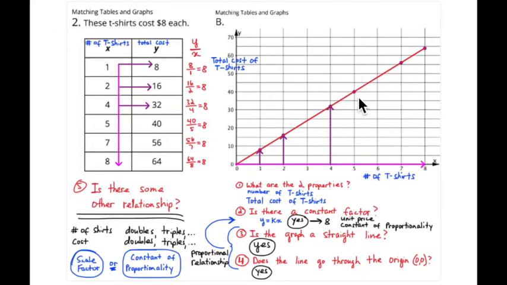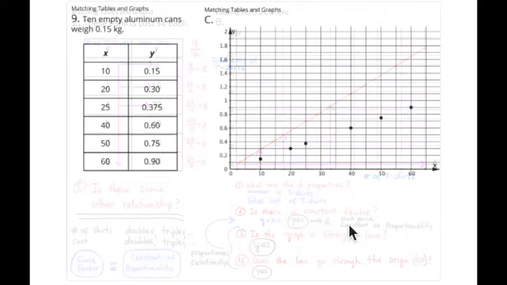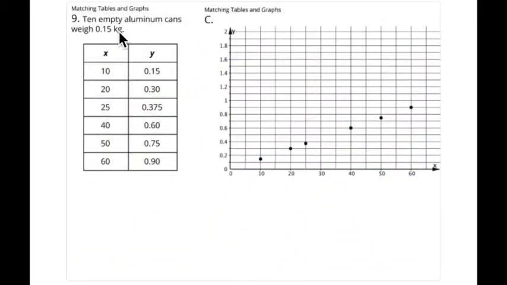So the coordinate for this point is (5, 40). The x-coordinate is 5, and the y-coordinate is 40. For 7 t-shirts, it would be (7, 56). So you go across here to 7, and you go up to 56. So this is table 9, which matches graph C.